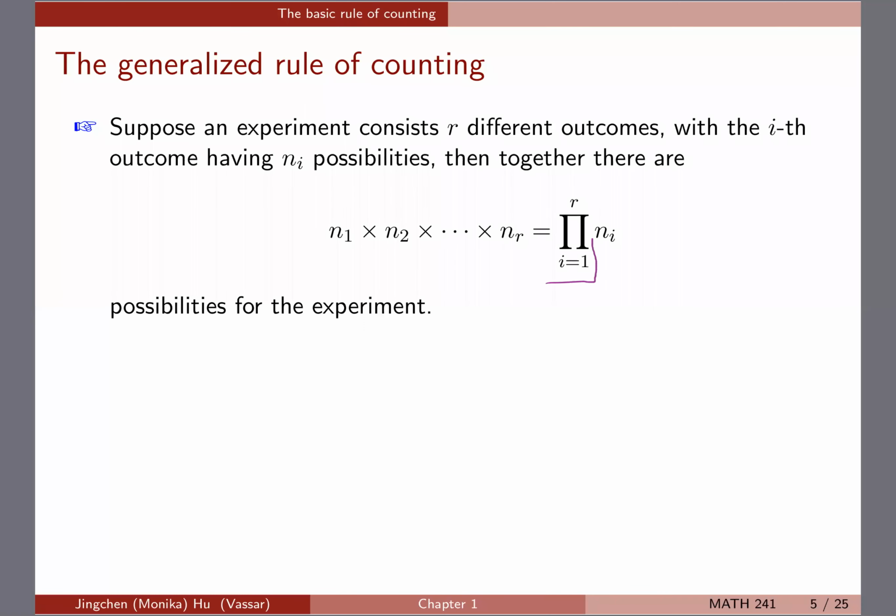This is a product. So you can see that we are making the multiplication of n1, n2, ... nr. And so we use ni, and then the product is i from 1 to r. So we use this right-hand side as a simplified version of writing n1 times n2 times ... times nr. So this is a generalized rule of counting, where you can have more than 2 outcomes for the particular experiment. And let's look at an example for your exercise.